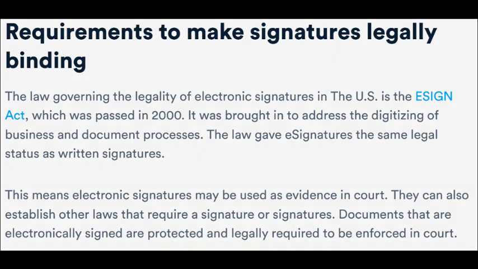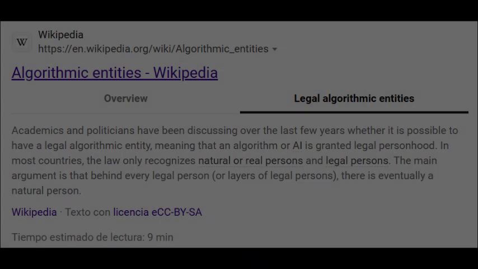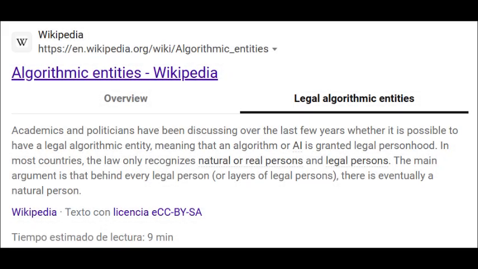And it will open the door to a very particular element in that case. This allows for the signing by something called algorithmic entities, which of course naturally would not have biometric signatures. Academics and politicians have been discussing over the last few years whether it is possible to have a legal algorithmic entity, meaning that an algorithm, or AI, is granted legal personhood.